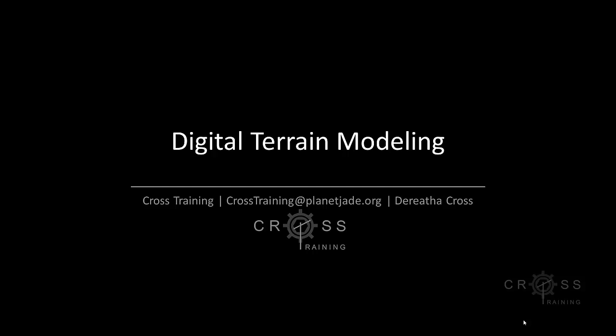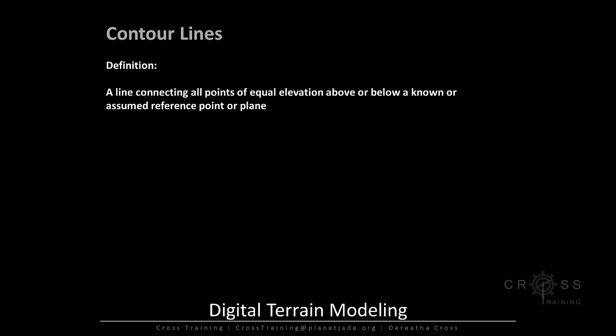In this tutorial, I'm going to cover contour lines, and this is one way to represent terrain. Recall that contour lines are lines connecting all points of equal elevation above or below a known or assumed reference point or plane. So in other words, you have some sort of coordinate system, and these points have numerical values which are based off of this coordinate system. And there is a line that is drawn that connects all the points of equal elevation, which forms a contour line.